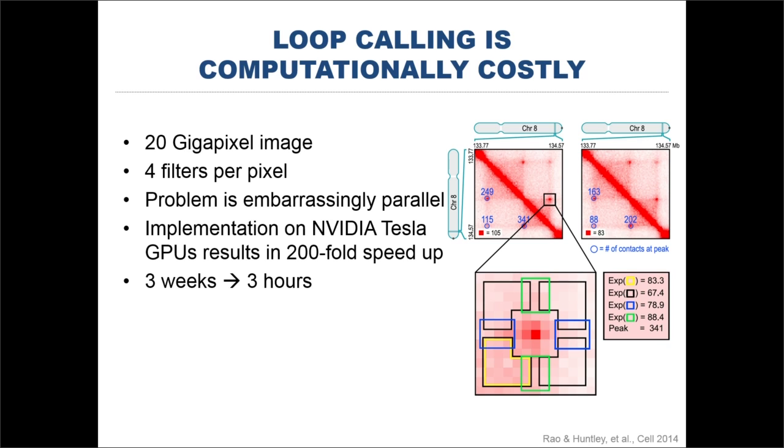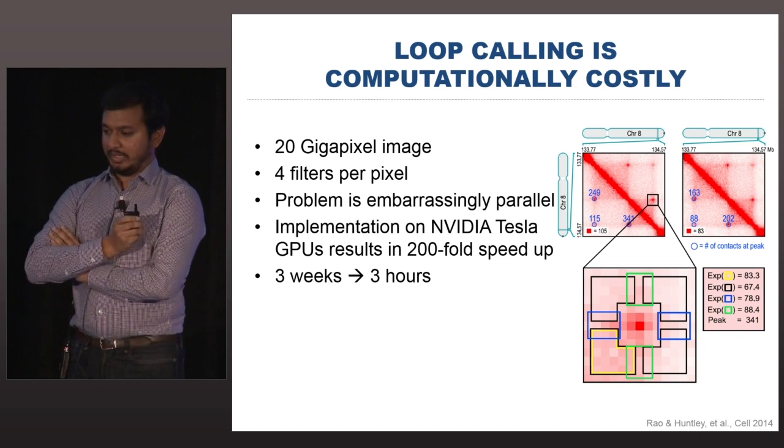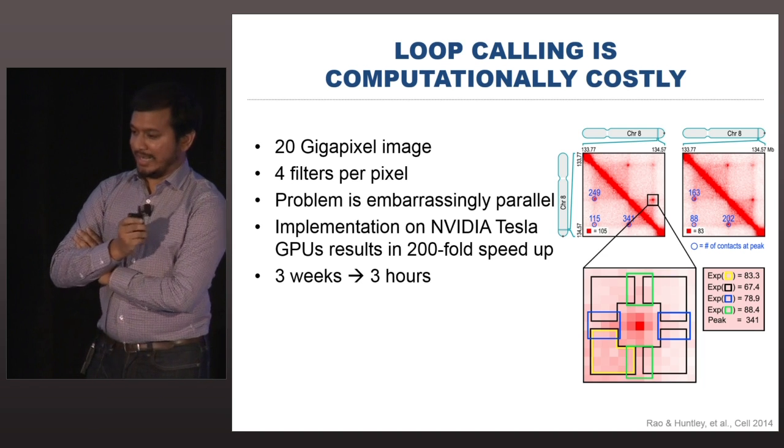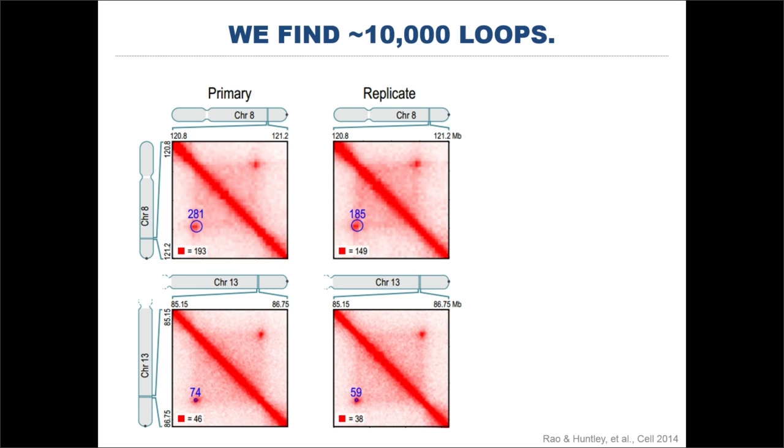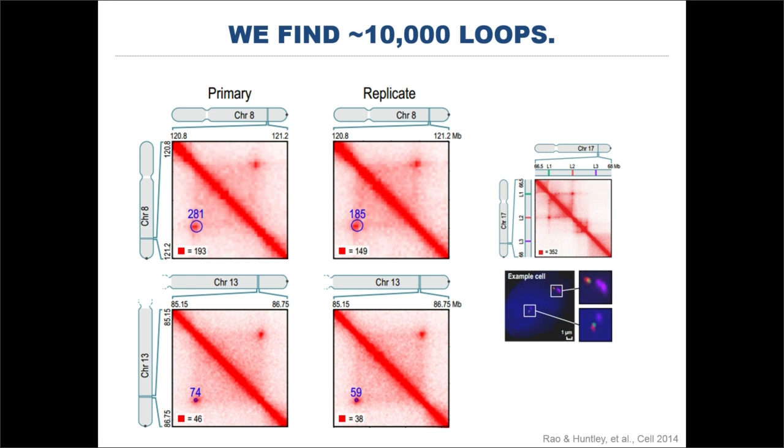So we can implement this on GPUs and speed up this entire problem of looking at every pixel and comparing it to its local background to find enrichments. When we put it on GPUs, we get a 200-fold speedup, and we can take this problem that would have taken us weeks and finish it in hours. So we map these loops across the entire genome. They're reproducible across different Hi-C experiments. We can look at them under a microscope and see them as well.